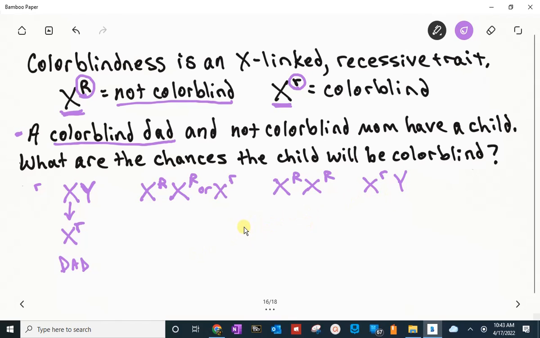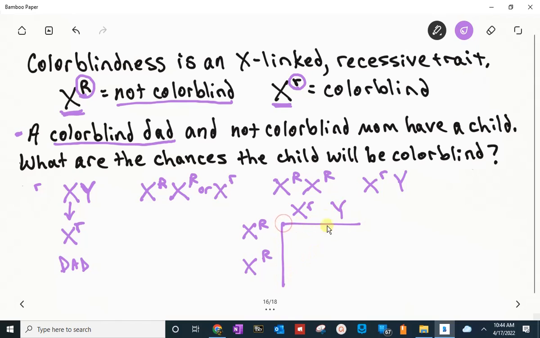So if we do a Punnett square, then we'll have a dominant R and a recessive r, and a dominant R and a Y. Dominant R, recessive r, and a dominant R and just a Y. So what are the chances that their child will be colorblind?